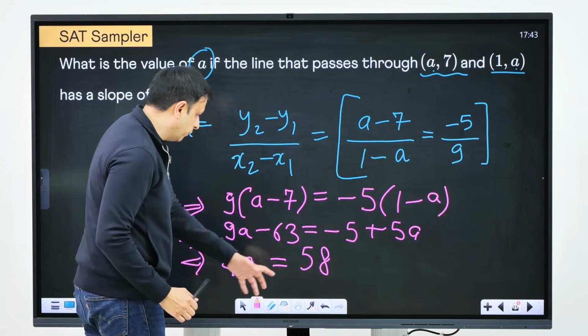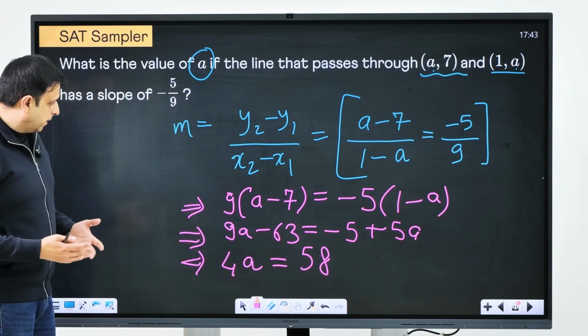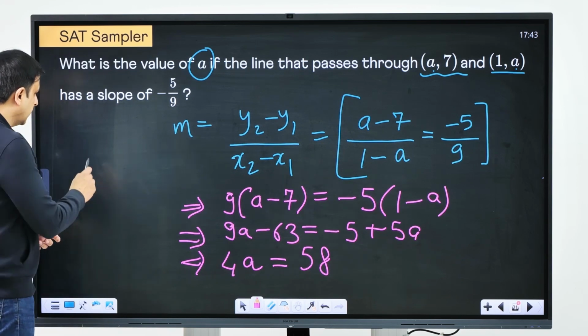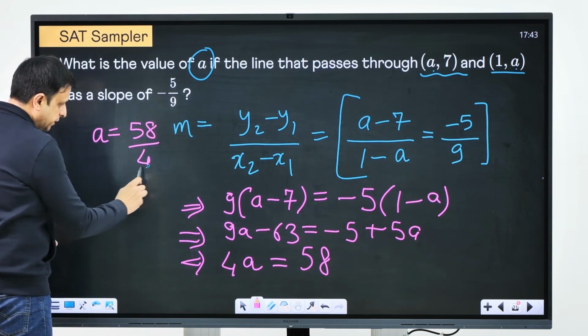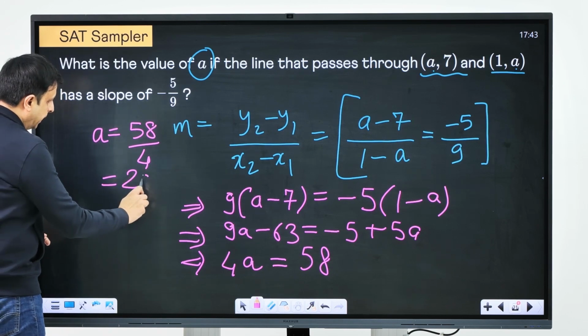So 4a is equal to 58, and now I can finally divide by 4 on both sides, and that will give me a is equal to 58 over 4, which I can simplify to 29 over 2.